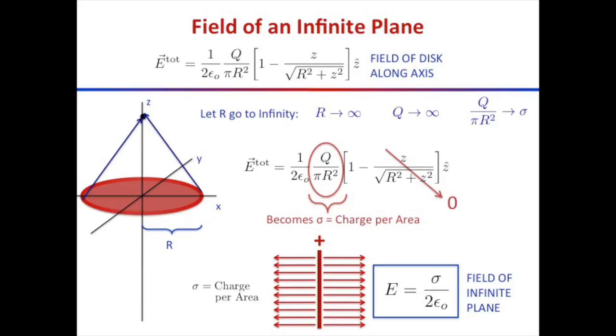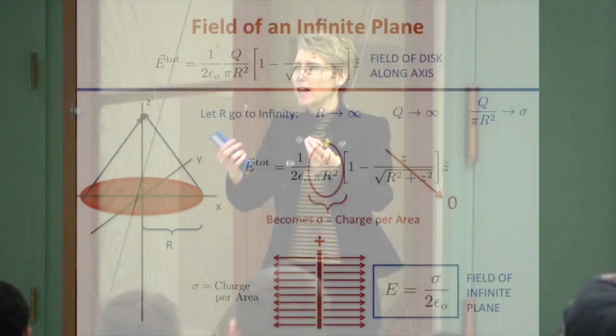So altogether, then, the net electric field is 1 over 2 epsilon naught. This q over pi r squared became sigma, and this whole term became 1. So that's it. It gets very simple. The field of an infinite plane is just sigma over 2 epsilon naught, where sigma is charge per unit area. And then you have to go back and do the physics to remember that if it's a positively charged plane, the field points away. You have a question? Yes.